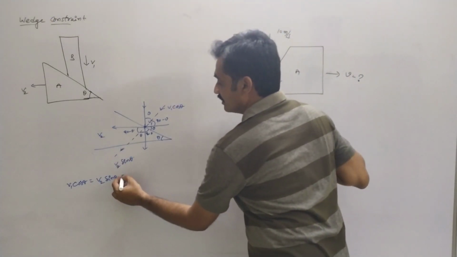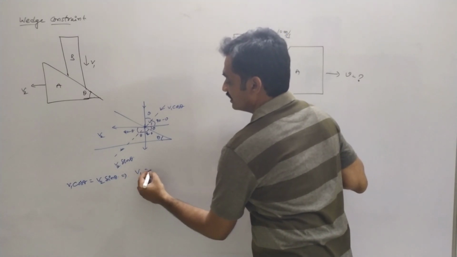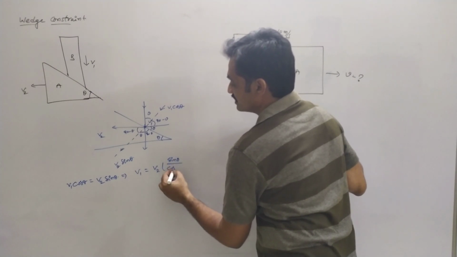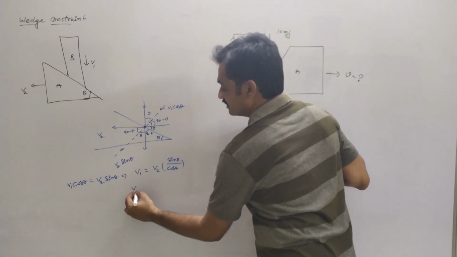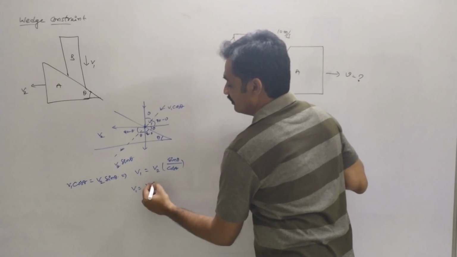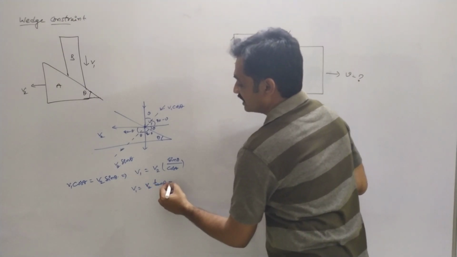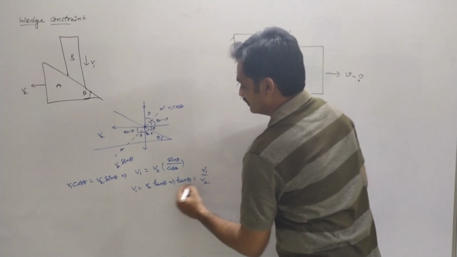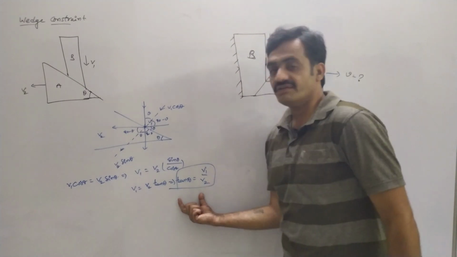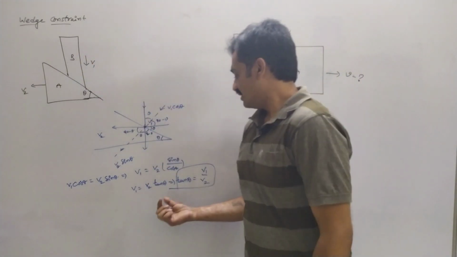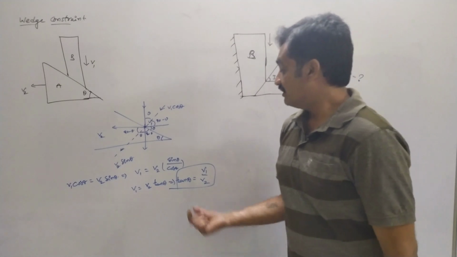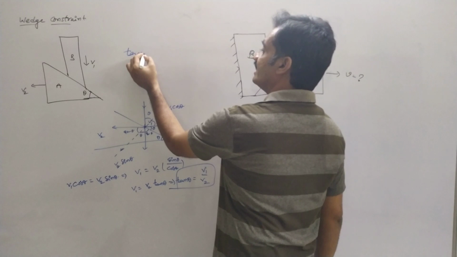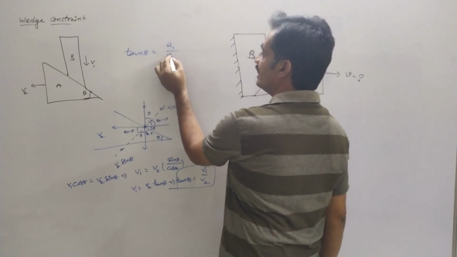Then velocity v1 can be given as v1 equals v2 into sin theta by cos theta. So sin by cos, nothing but tan. Then we have v1 is equal to v2 into tan theta, whereas we can also represent it as tan theta equals v1 by v2. This is the equation given for wedge constant, where tan theta equals v1 by v2. We can also represent the same equation in terms of accelerations as tan theta is equal to a1 by a2.